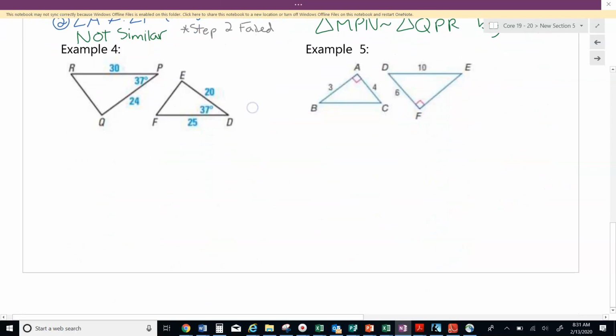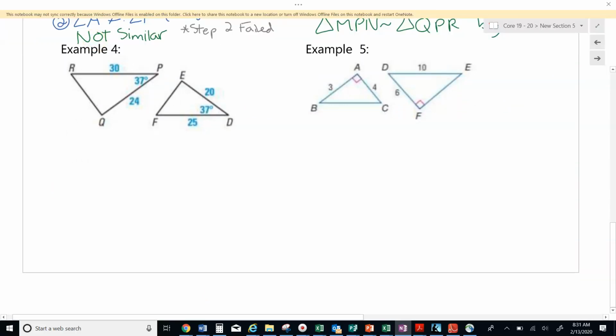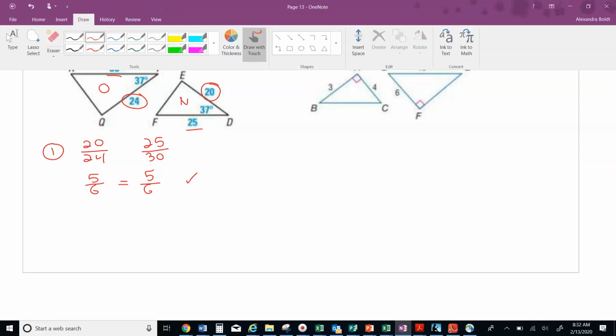Okay, looking at my next one. Old, new. So my first step is to do new over old. So I have my 20 over my 24, smallest over smallest. And then big over big. 20 over 24 is 5/6. 5/6. Yes, those are equal. Step 1, done.